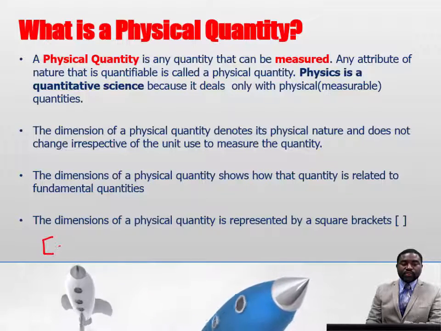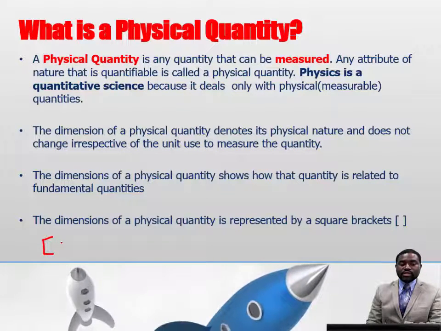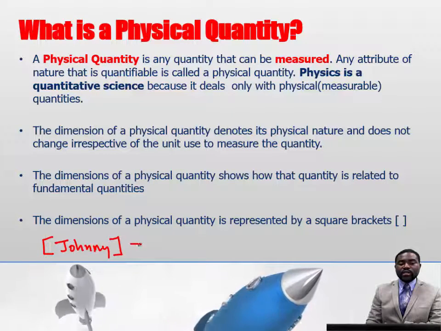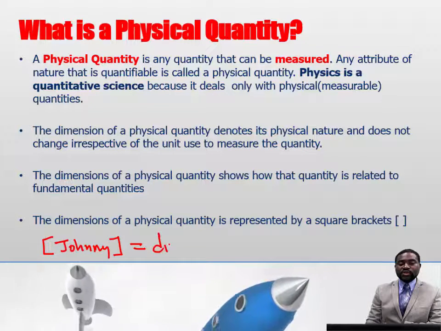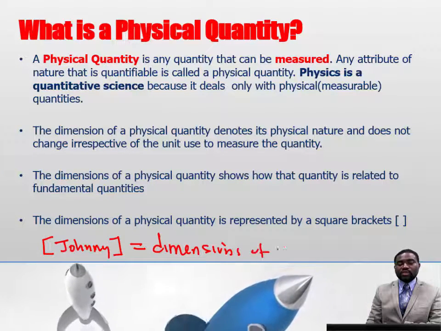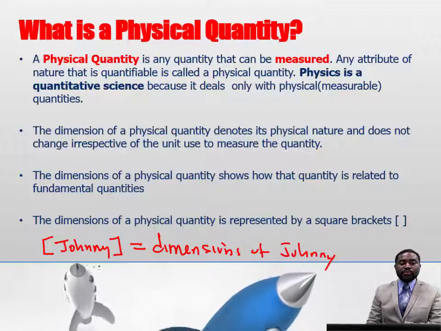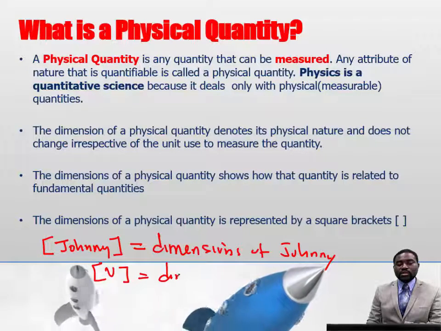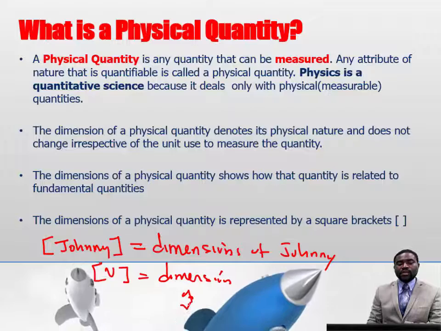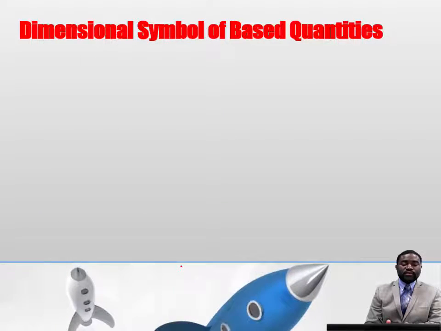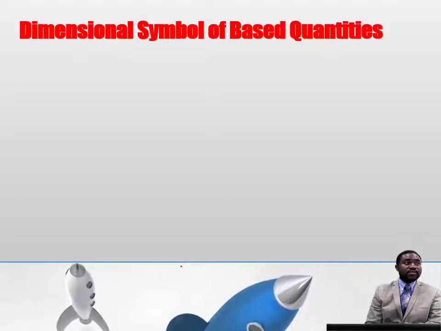Before we proceed, it is important for you to know that the dimensions of a physical quantity is represented by what? Square brackets. So if I put Johnny in a square bracket, what this means is this represents the dimensions of what? Of Johnny. So if I put here V, this represents what? The dimensions of V.